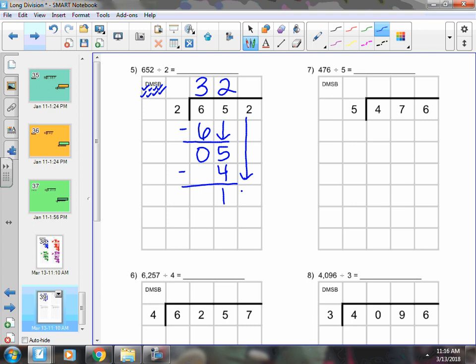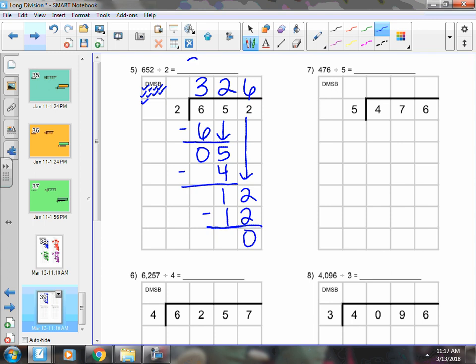Subtract, bring down. So we're down to our final 12. I can make some groups of 2 from 12. How many groups of 2 can I make from 12? I can make 6 groups of 2. 6 times 2 is exactly 12.